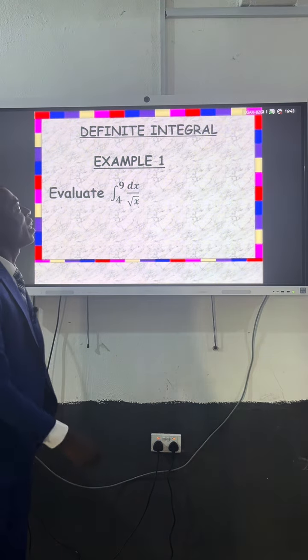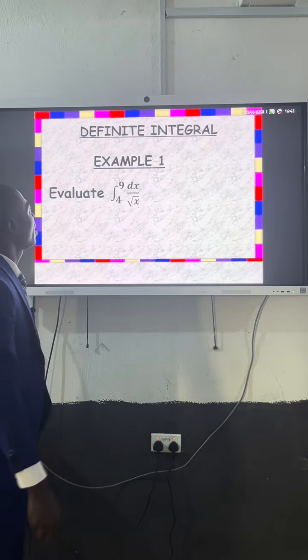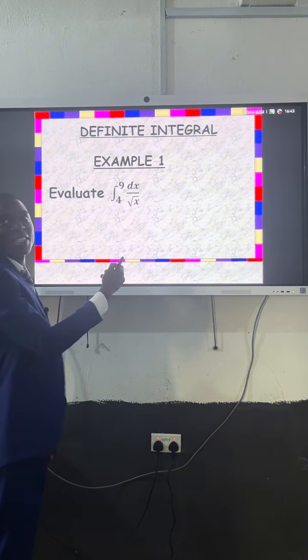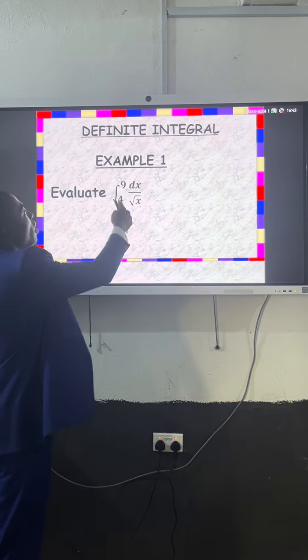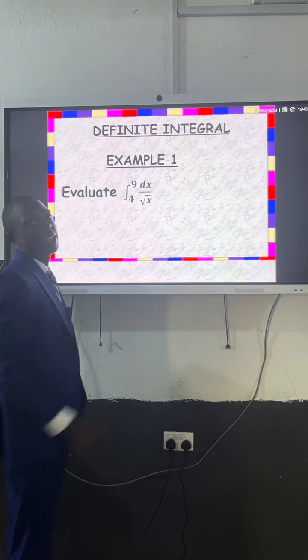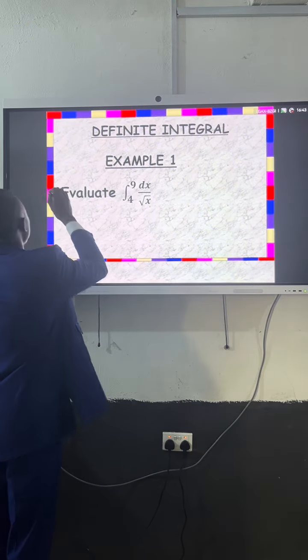Today we want to look at definite integrals. It's called definite because the limits of the integration are given. The lower limit is 4, the upper limit is 9. So we want to handle it together.